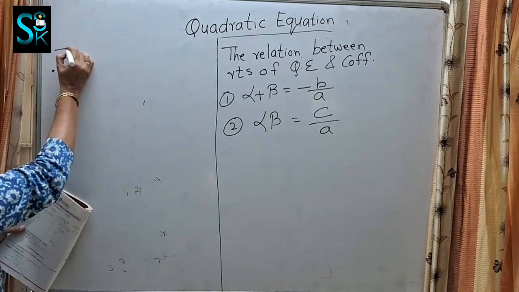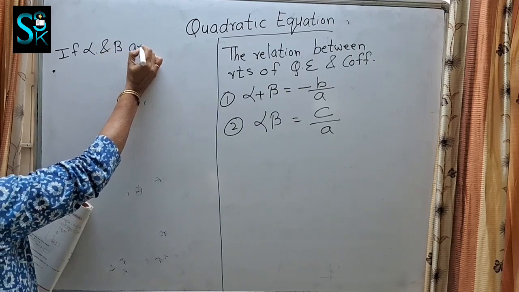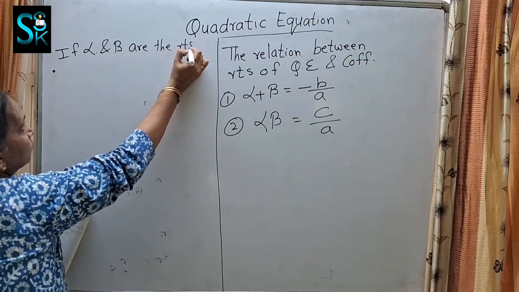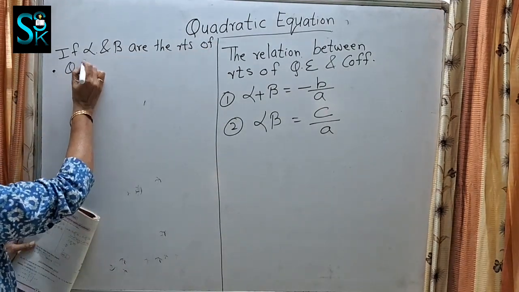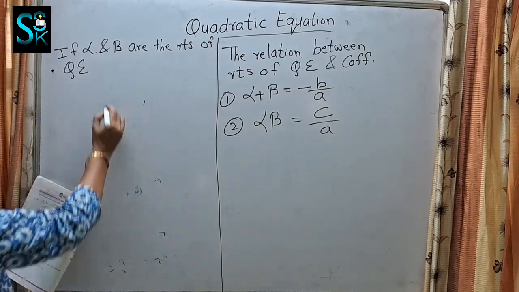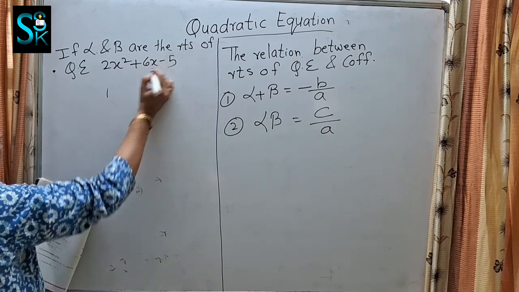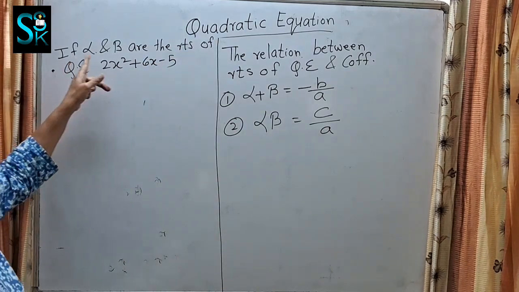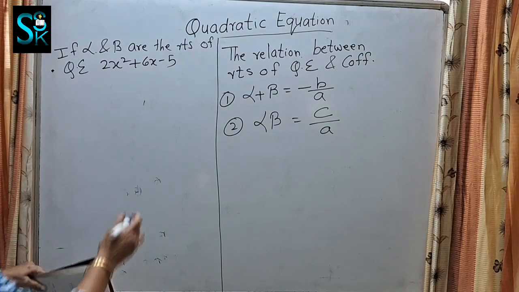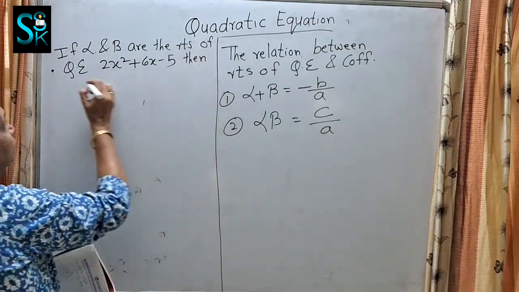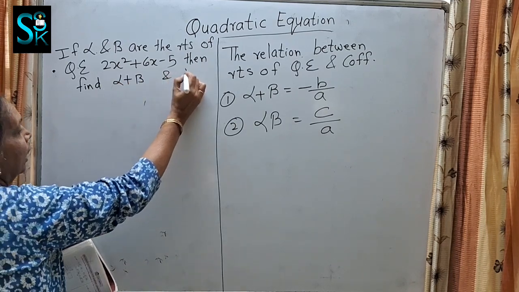First sum is if alpha and beta are the roots of quadratic equation 2x square plus 6x minus 5. So they have given you that if alpha and beta are the roots of the quadratic equation. So they have given you the quadratic equation. Then find alpha plus beta and alpha into beta.